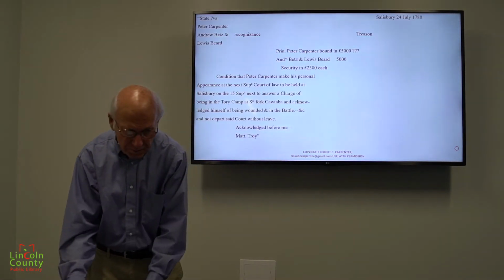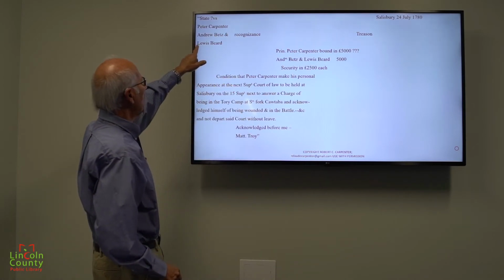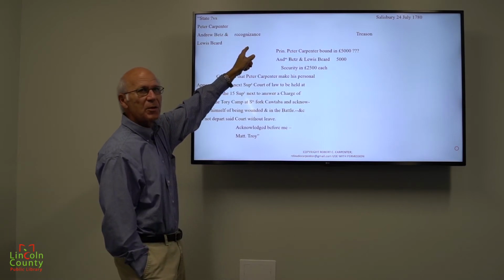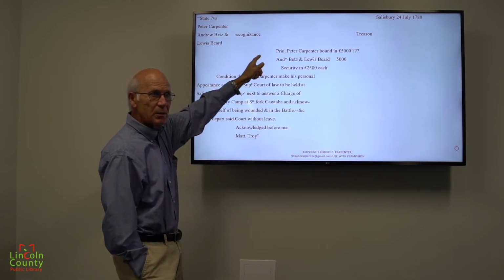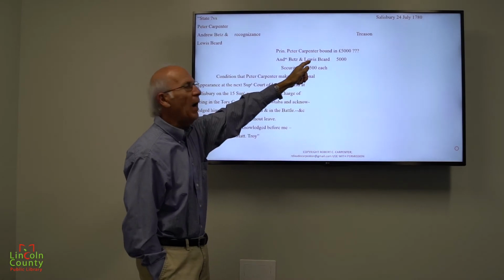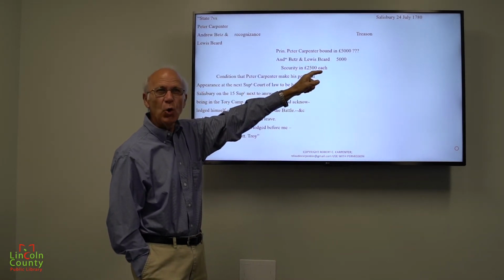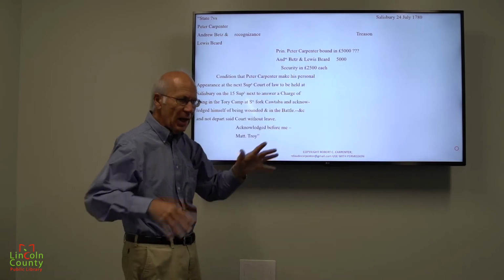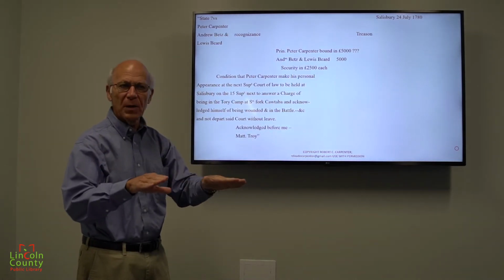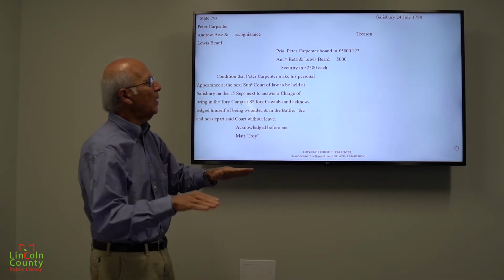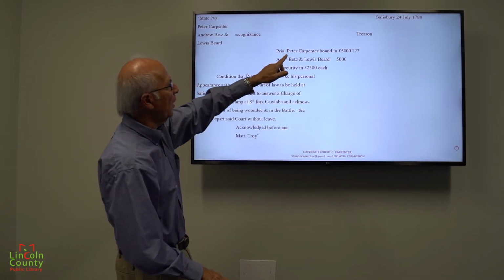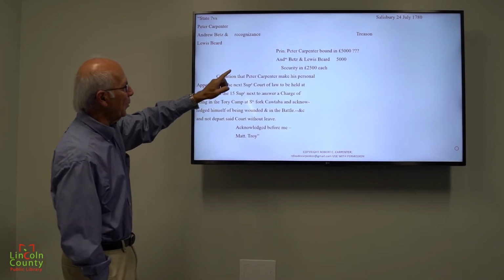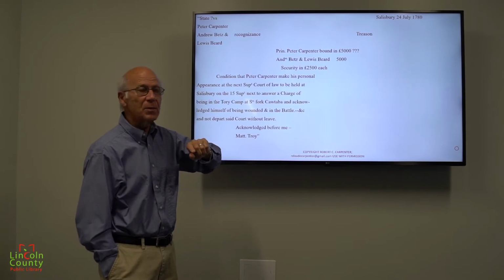And here it is. The state versus Peter Carpenter, Andrew Betts and Louis Beard stood his bond, which is recognizance. And what was he being tried for? Treason. Now, who was trying him for treason? The Patriot government of North Carolina. So you had 2 competing governments here in a sense. You had the British government and you had the American government, the patriotic. Look at the date, 24th July, 1780. Peter Carpenter was bound at 5,000 pounds.